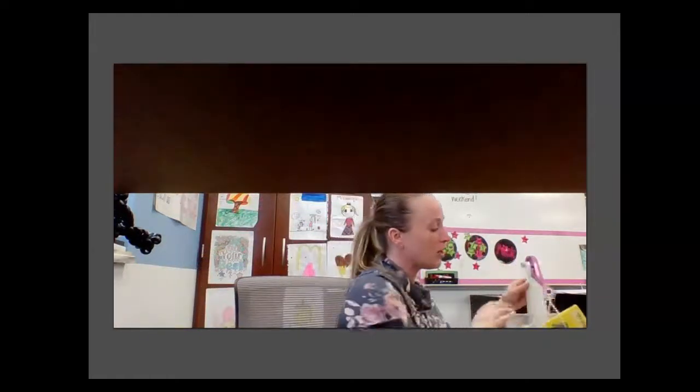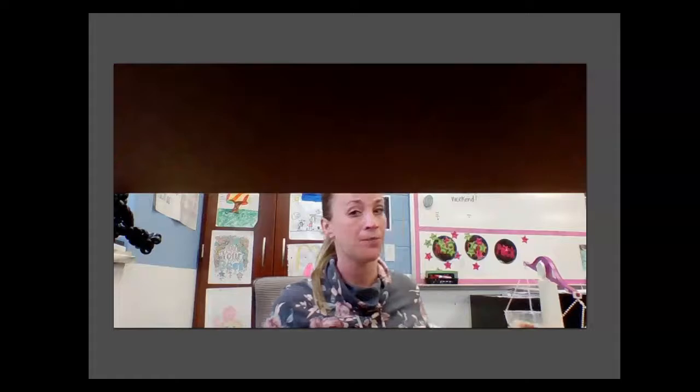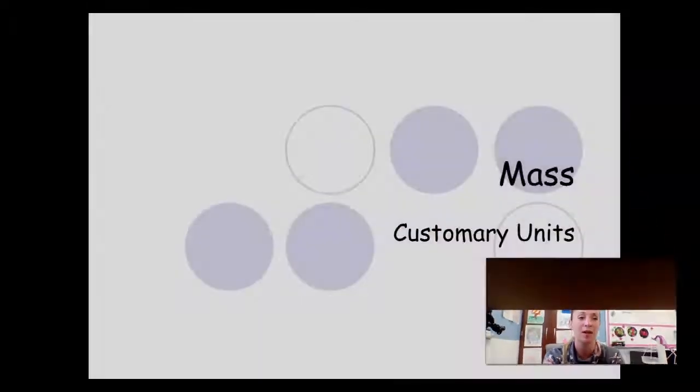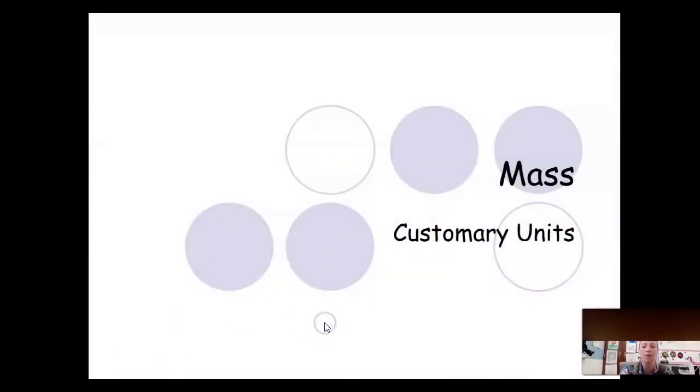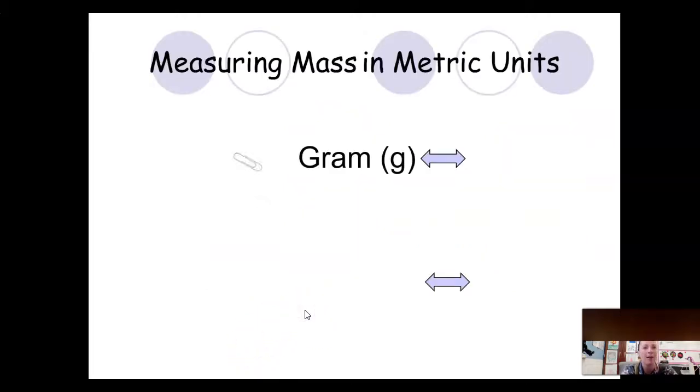All right, kiddos, we are going to go ahead and talk about these types of measures. So, we are talking about mass. What is mass? Well, let's see. Mass is a measurement of weight. Our first measure is a gram. A gram is the weight of a paper clip. I can abbreviate, or make the word gram shorter, by writing a g.